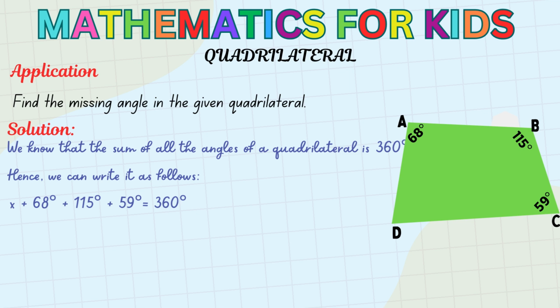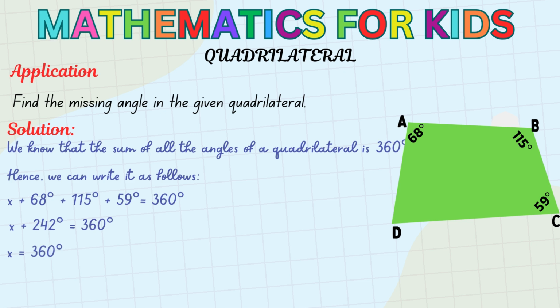Here we have the equation. We have to solve it. X plus the sum of 68, 115, and 59, which is equal to 242, is equal to 360 degrees, and X is equal to 360 degrees minus 242 degrees, which is equal to 118 degrees. So angle D is equal to 118 degrees.